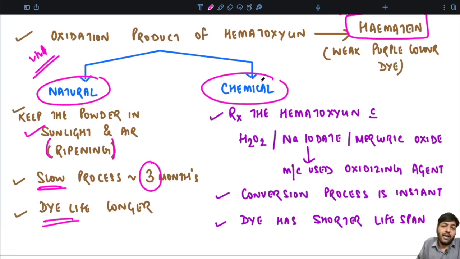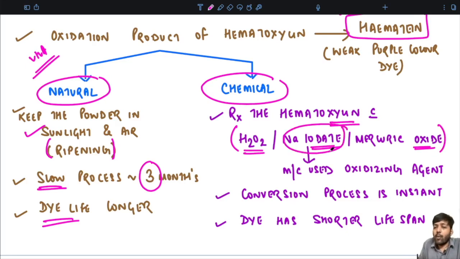Whereas in the chemical method, you have to treat the hematoxylin with either hydrogen peroxide (H2O2), sodium iodate or mercuric oxide. Out of these three oxidizing agents, sodium iodate is the most commonly used. Now over here, the advantage is that the conversion, that is the oxidation of hematoxylin to hematin, is completely instant, okay? But the disadvantage is that the dye prepared has a shorter lifespan, okay?